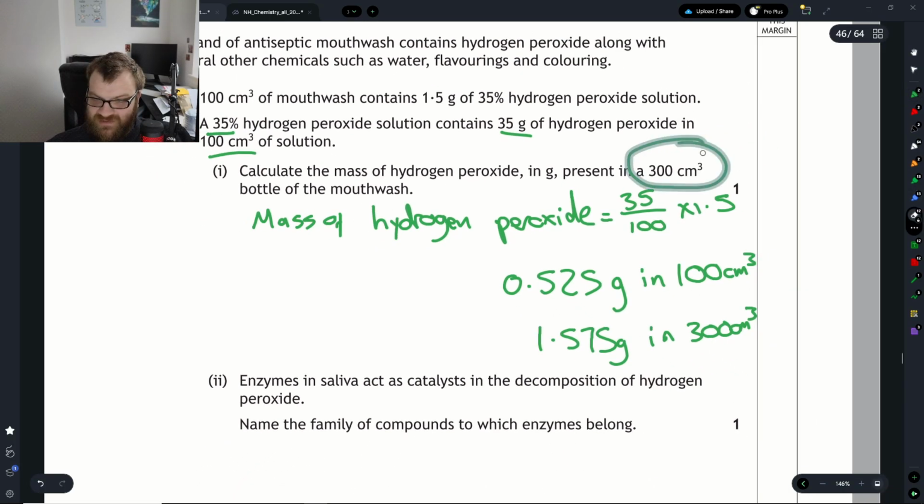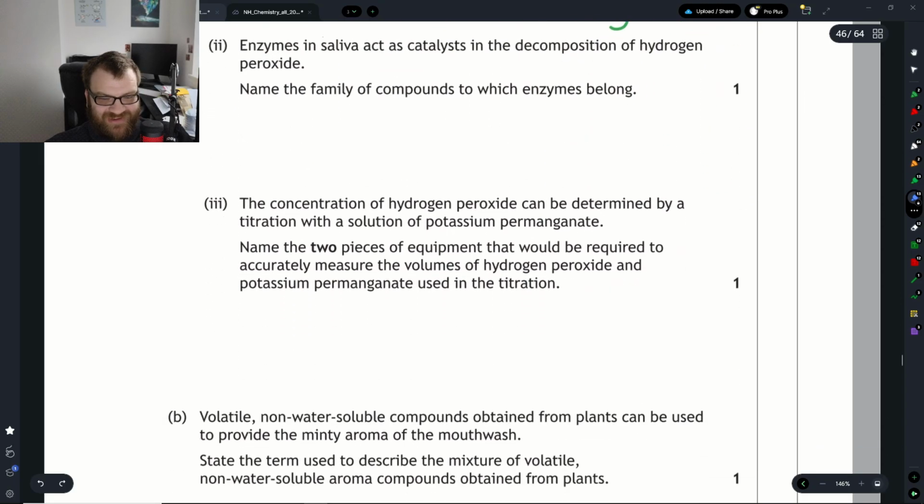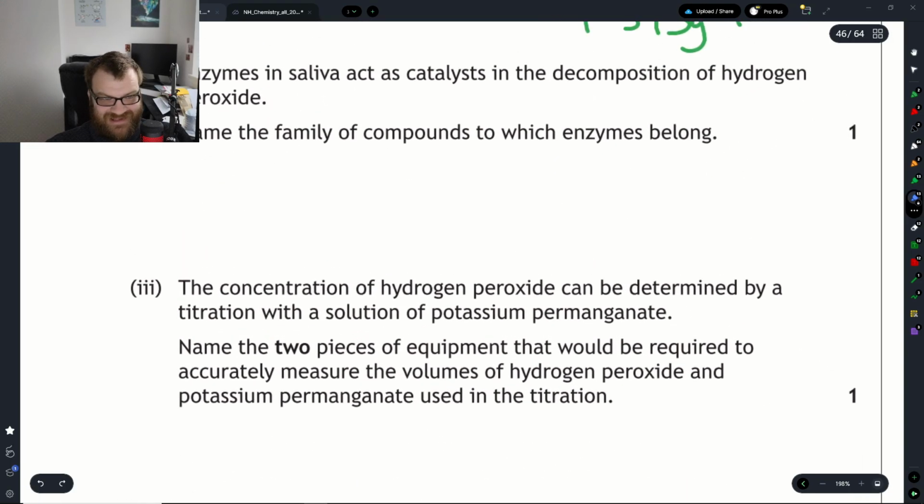There might be another approach, another order you can do things in. We could have dealt with the 300 first, then scaled up this value to 4.5, and then taking 35% of the 4.5 gives us that answer as well. Quite a lot of numbers floating about there. But that would get us our answer here.